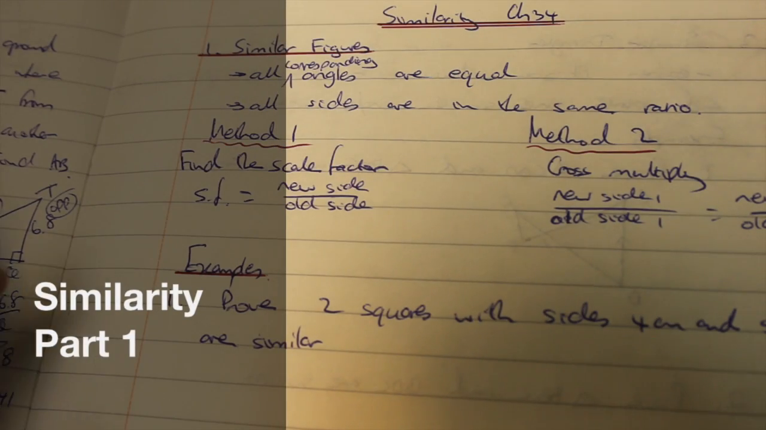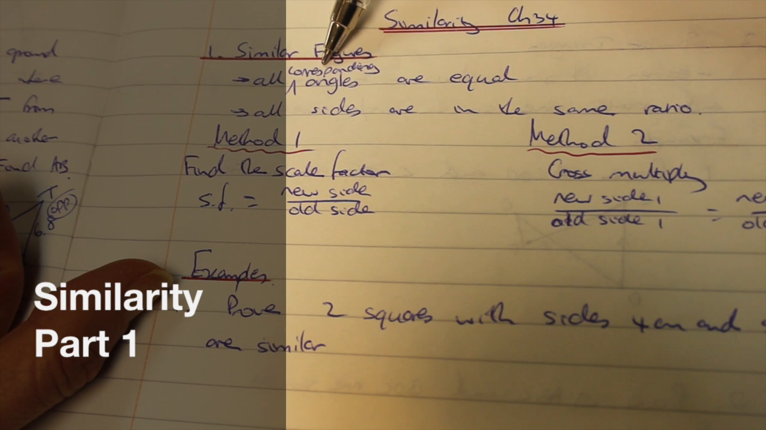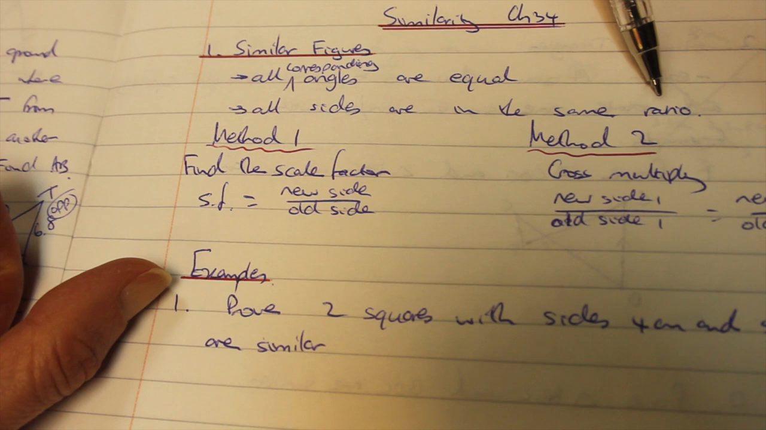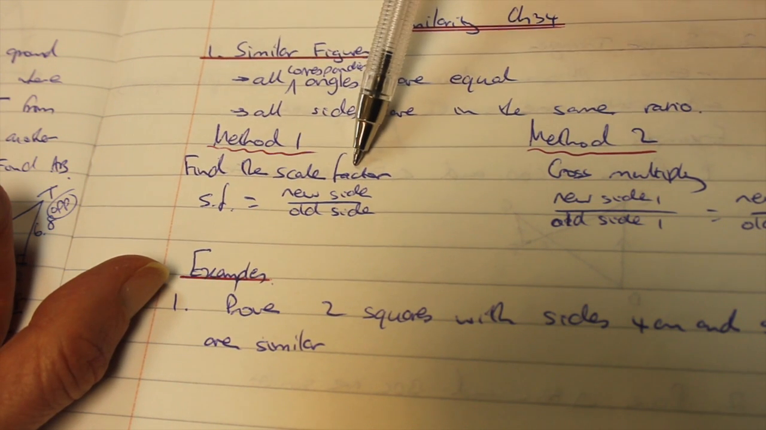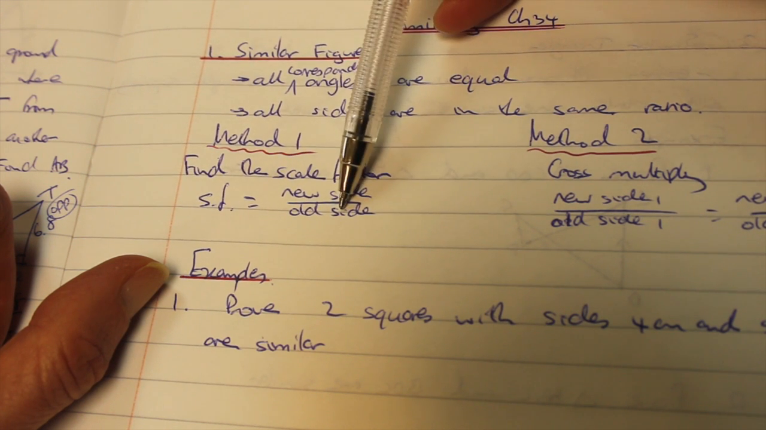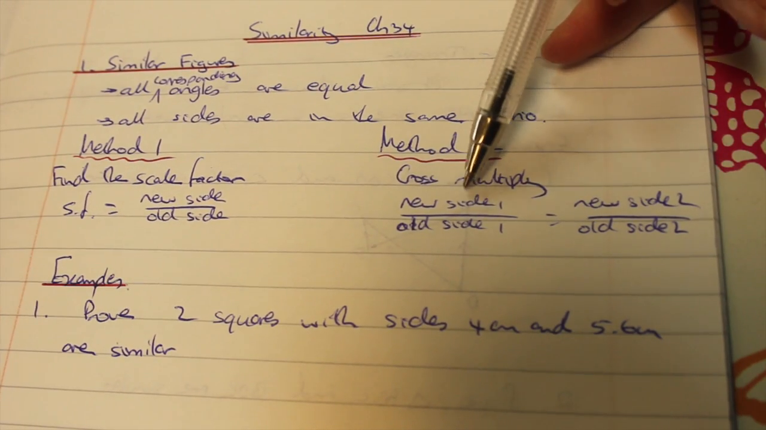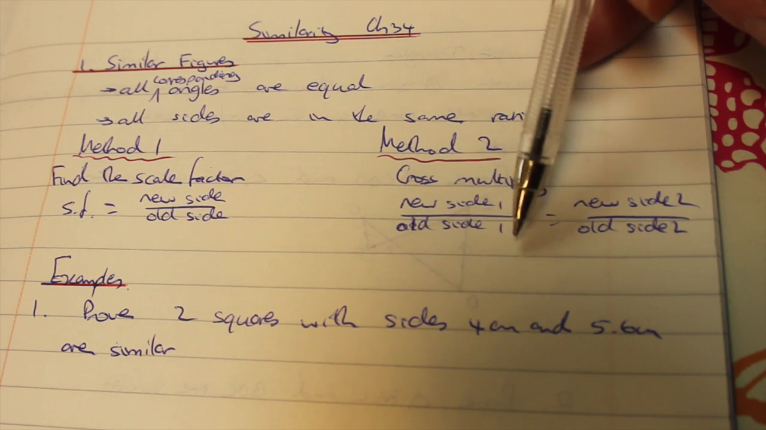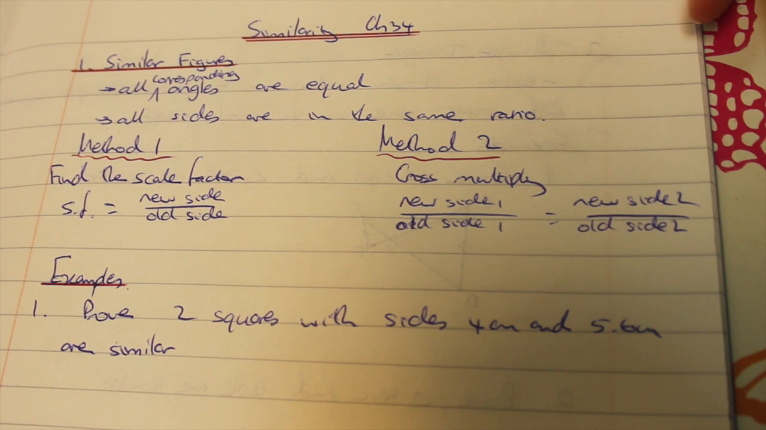Now I'm going to have a look at similarity. Similar figures: all corresponding angles have to be the same and all sides in the same ratio. There's basically two methods you can use. The first one is find the scale factor, and to find the scale factor, it's the new side over the old side. The other method is to cross multiply, or you put corresponding sides over each other. So new side 1 over old side 1 equals new side 2 over old side 2, and you cross multiply.